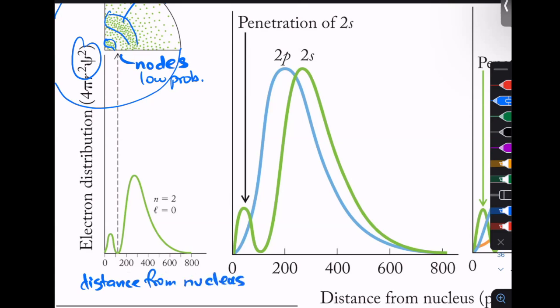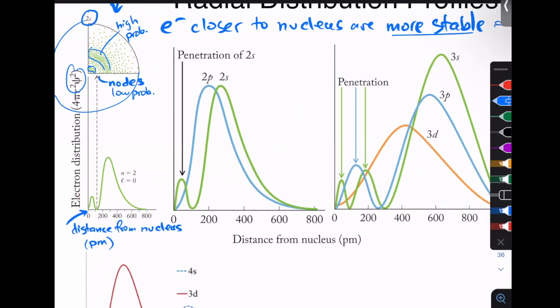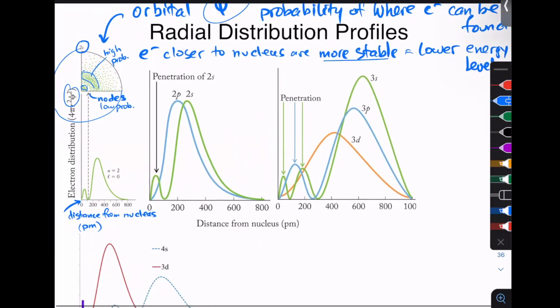It's measured in picometers. So the nucleus is right here. And you can see that there's a small distribution of where you might find a 2s electron very, very close to the nucleus. But then there's this node, and then further out, you get a larger probability of where you can find the electrons there. Now that's just for 2s.